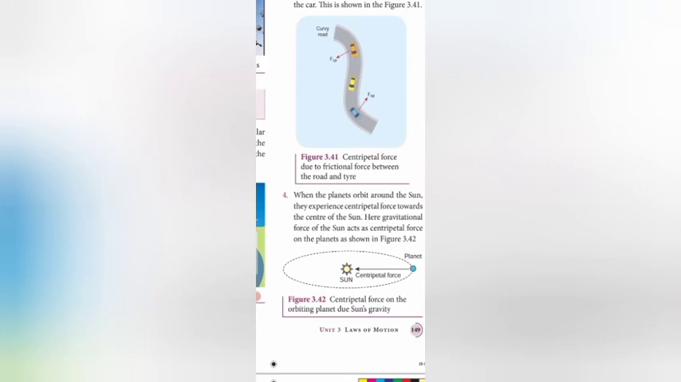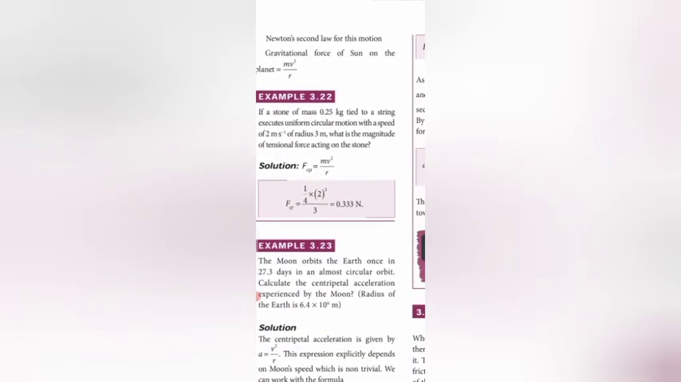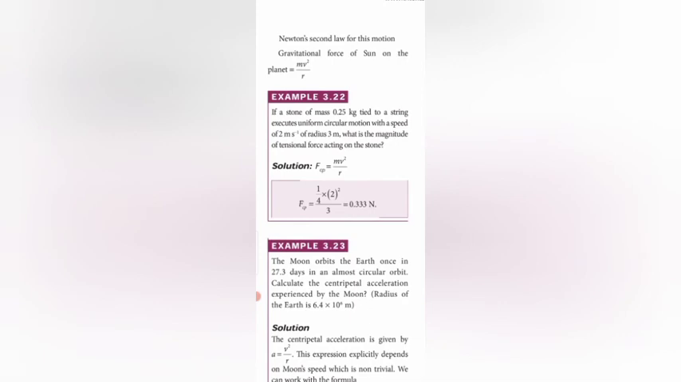In all these cases, we are applying Newton's second law of motion, where m and v change with the case. In the third case, they are the mass and speed of the car. In the second case, they are the mass and speed of the satellite. Likewise, changes are there, but Newton's law of motion is the same for all centripetal forces: mv square by R. Regarding this, we'll discuss problem 3.22.